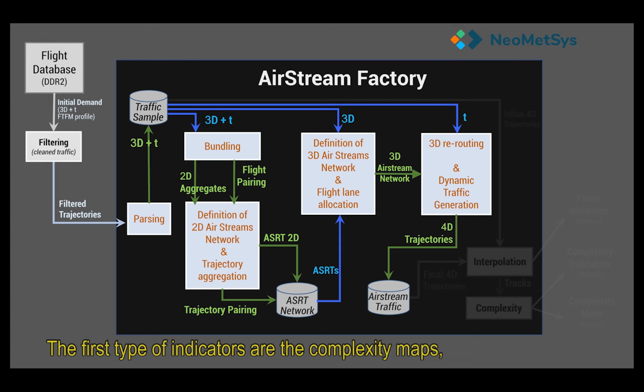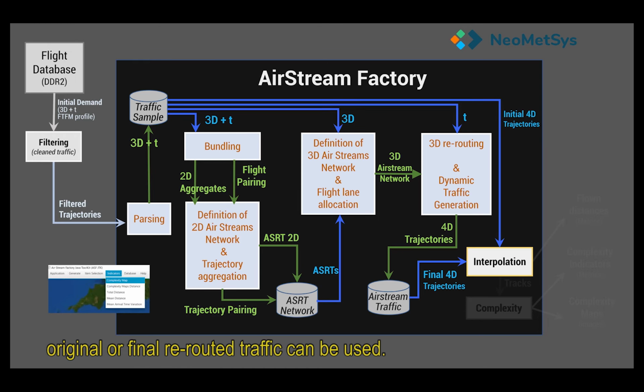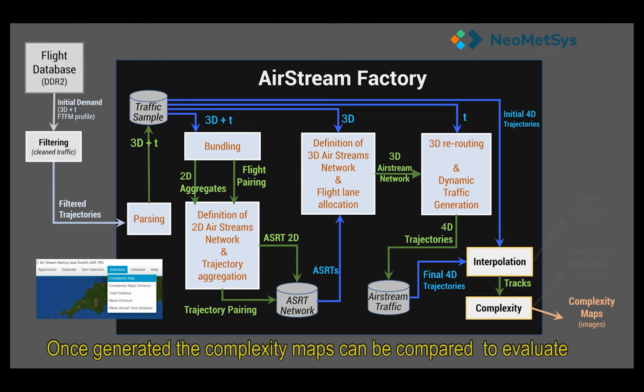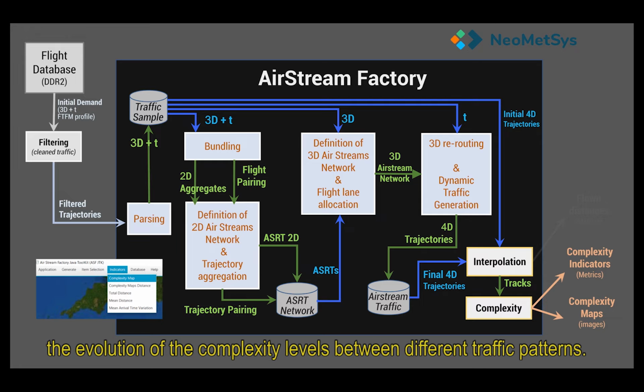The first type of indicator are the complexity maps. Origin and final rerouted traffic can be used. Once generated, the complexity maps can be compared to evaluate the evolution of the complexity levels between different traffic patterns.